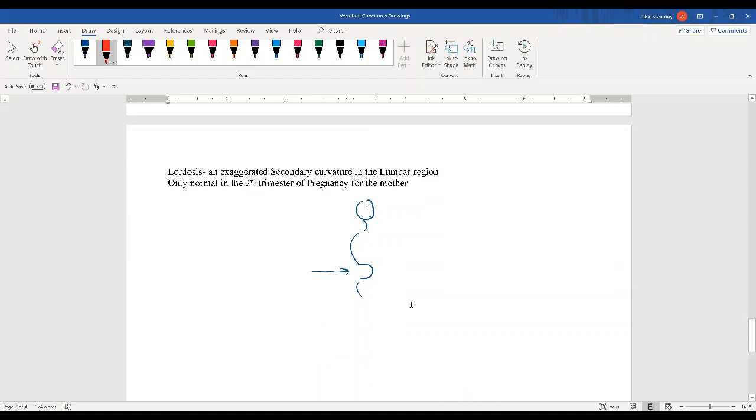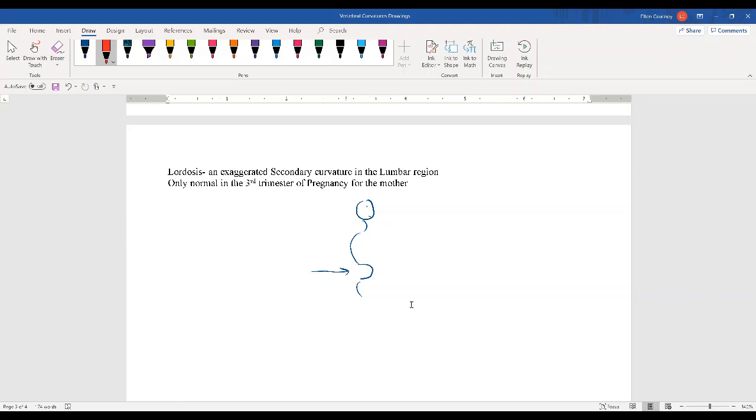The other one, or another one, is lordosis. Lordosis is an exaggerated secondary curvature in the lumbar region. The only time this is normal is during the third trimester of pregnancy for the mother. Basically, what happens is in the third trimester, the baby's weight anteriorly, because of the belly, pulls her so far anteriorly, it pulls the bones out of alignment and causes them to bend. This is why frequently pregnant women are rubbing their back or have backaches, is because it is pulled out of alignment into this exaggerated lordosis.